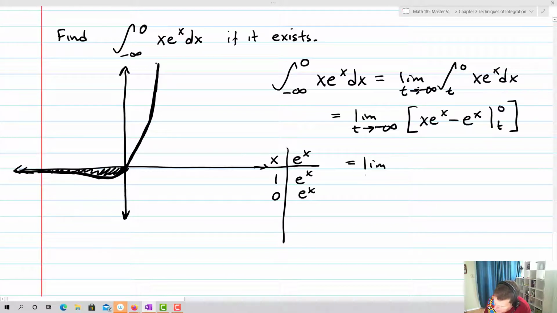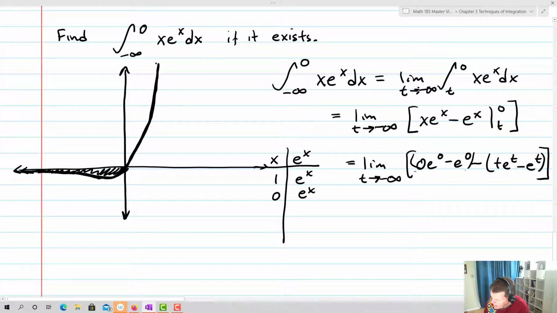So we have the limit as t approaches negative infinity of 0 times e to the 0 minus e to the 0, minus t e to the t minus e to the t. Now, 0 e to the 0 minus e to the 0 is just going to be negative 1, and it's not dependent upon t. That's important because it means we can take it out of the limit. So now we get negative 1 minus the limit as t goes to negative infinity of t e to the t minus e to the t.